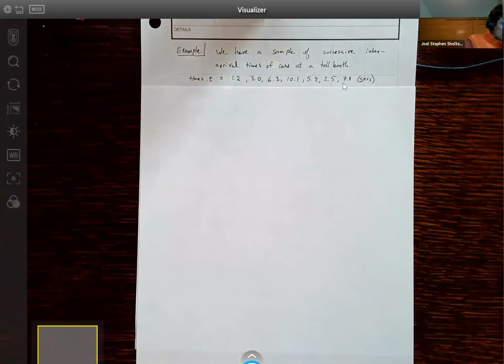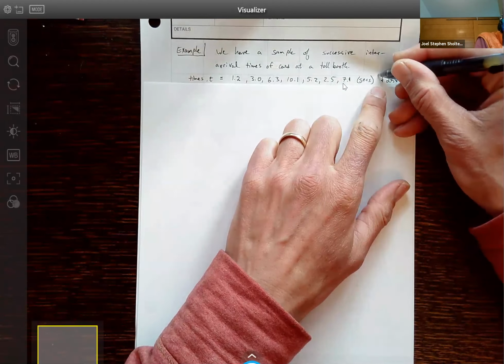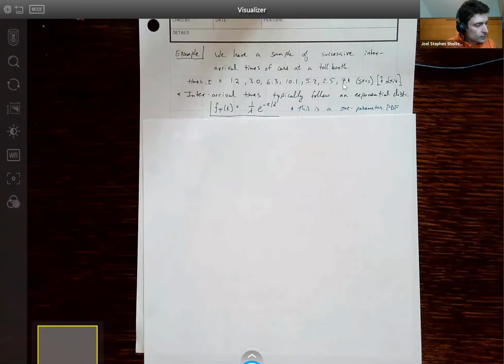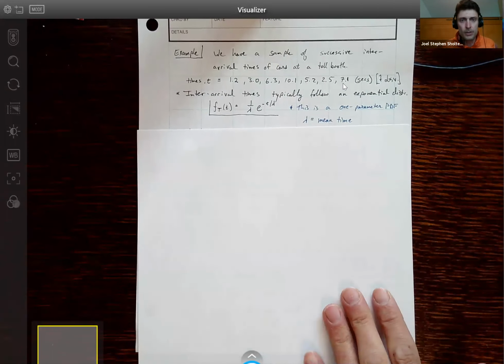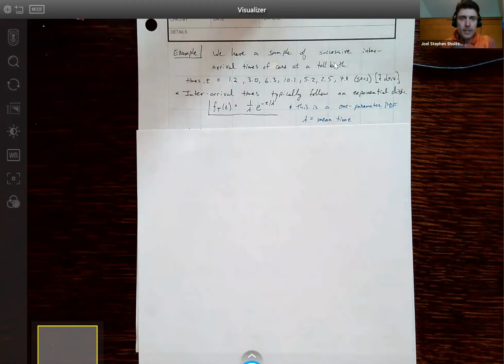So we have 7 observations. We know that inter-arrival times typically follow an exponential distribution. It's just from the theory. This is what our exponential distribution looks like: 1 over lambda e to the negative t over lambda. So the probability that our inter-arrival time t takes on a certain value is a function of lambda. This is a 1 parameter PDF where lambda is the mean inter-arrival time.